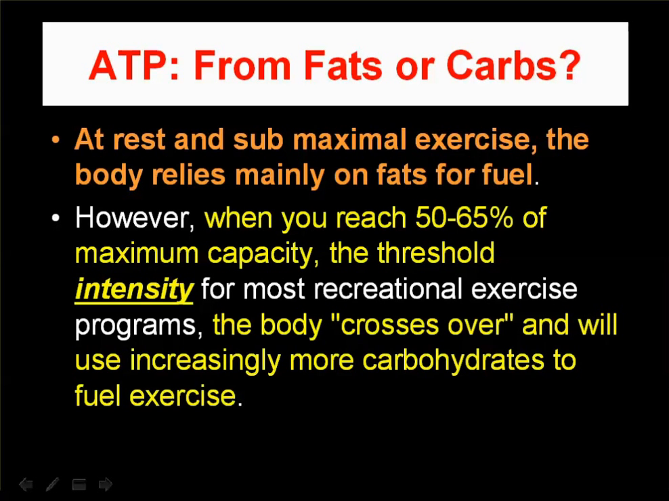However, when you reach what we call a threshold, about 50 to 65% of your maximum capacity, again, that intensity issue for most recreational programs, your body crosses over because the fat takes too long to convert for quick muscle contraction based on the intensity. You need more muscle contractions, faster, stronger. Body cannot get it out of fat, so it goes into the carbohydrates, hence why this is called the glycolysis mode or system. So think about it. It's all about intensity and duration.